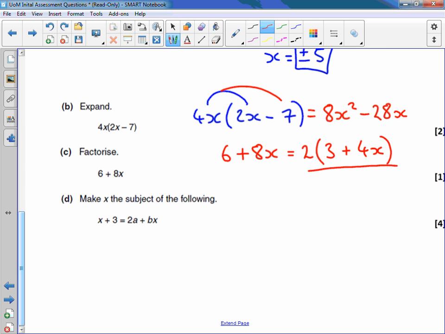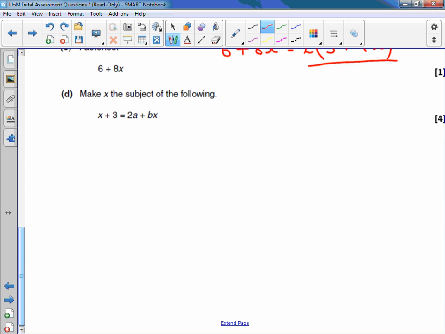Okay, part D. Nice little bit of rearranging. So, we are asked to make x the subject. So I need to move all my x's onto the left-hand side, and then all my other terms onto the right-hand side first. And then I can worry about there being more than one x. Okay, it's a linear equation. So I can do that. I don't need to worry about having to factorize straight away because I haven't got a quadratic. So I've got x plus 3 equals 2a plus bx.